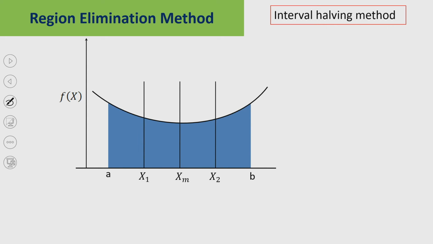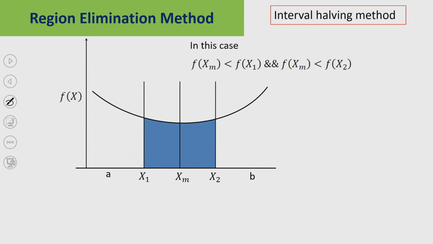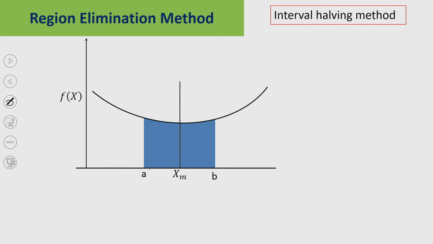So, now what is the method? In the first iteration, I have divided the interval into 4 equal divisions, and now I will check. Suppose in this case f of x m is less than f of x 1 and f of x m is also less than f of x 2. That means this area will be eliminated. So then what will happen? Now, this is the new A and B.